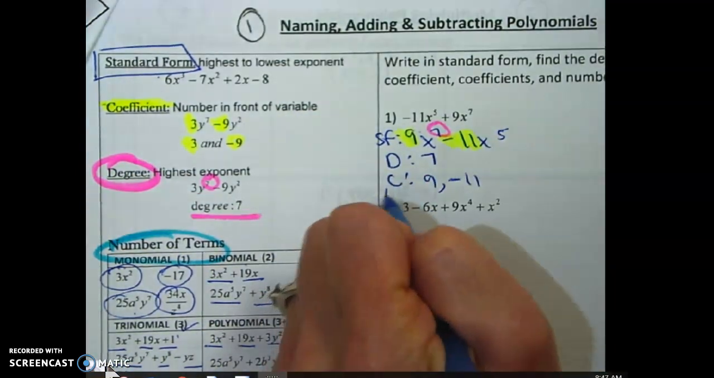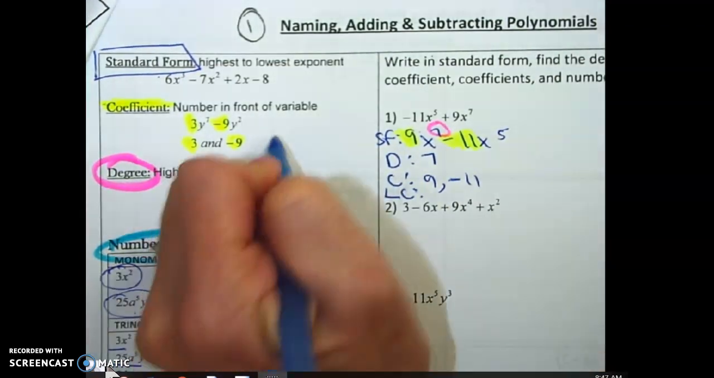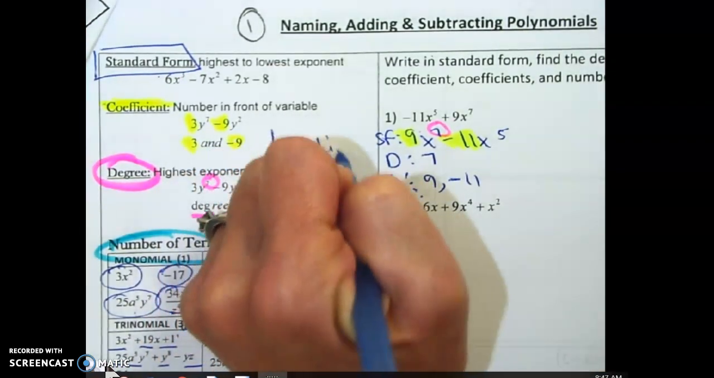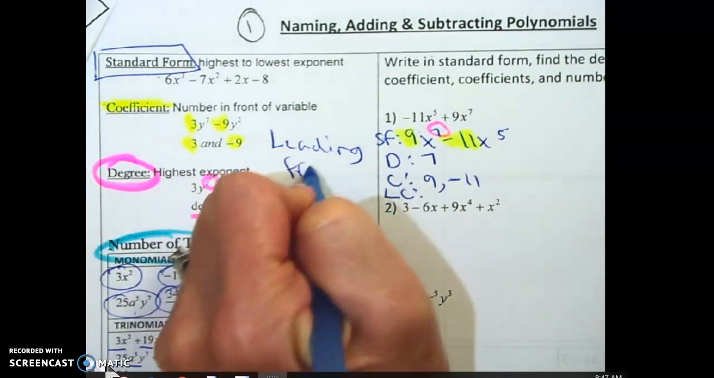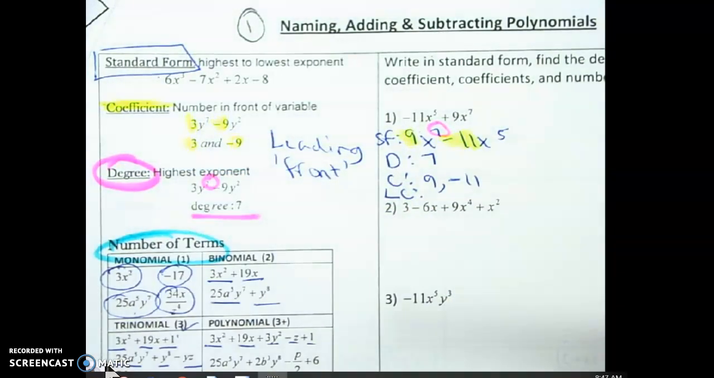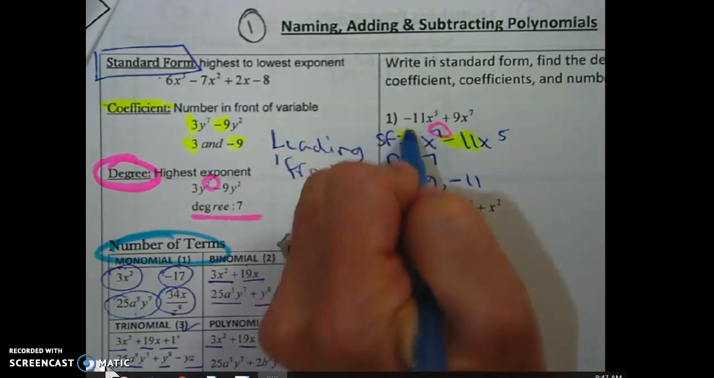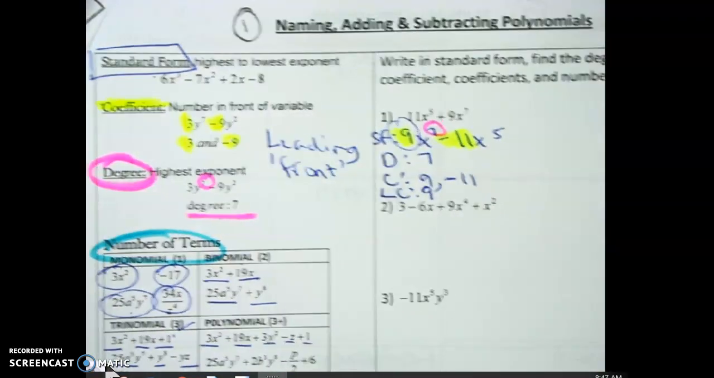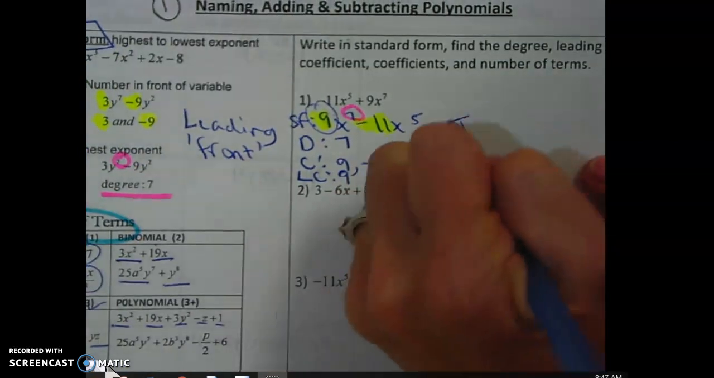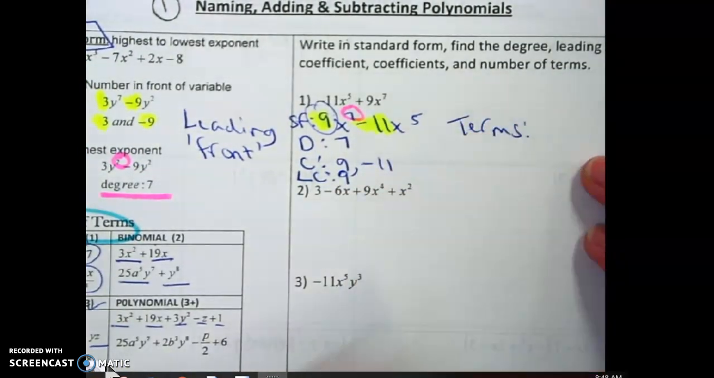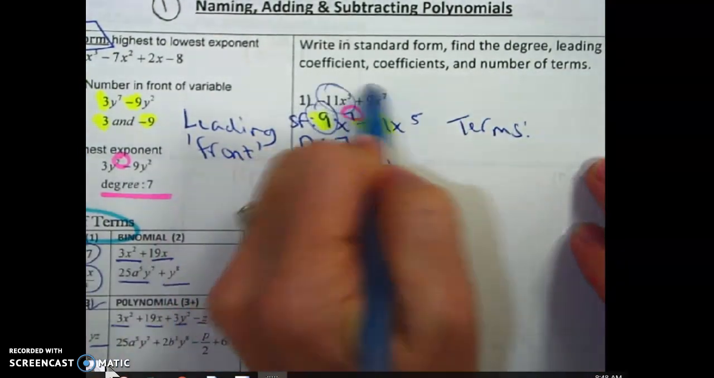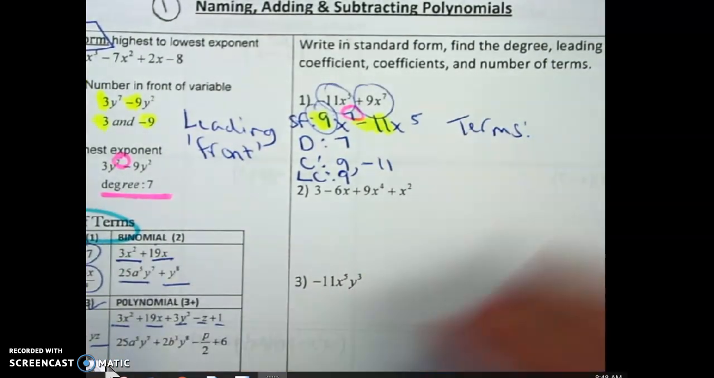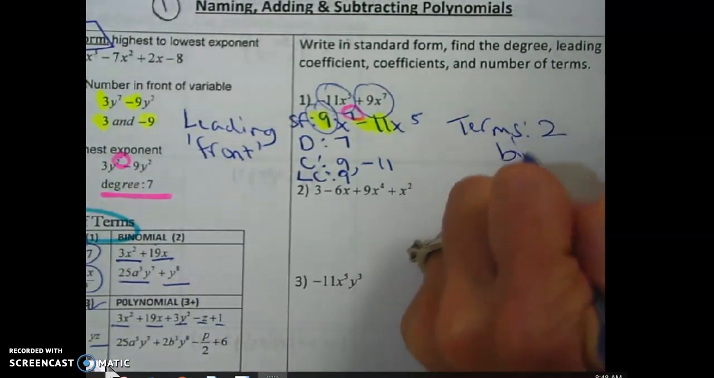And then I'm actually going to ask for an additional thing. I'm going to ask for the leading coefficient. If I ask for the leading coefficient, I'm asking for the one that is in front. So what's the one specifically in front? 9. Who's in the lead? Who's winning the race? Okay. The last thing I want is the number of terms. And if you look, there are 1, 2 groups. 2 groups means it's called a binomial.